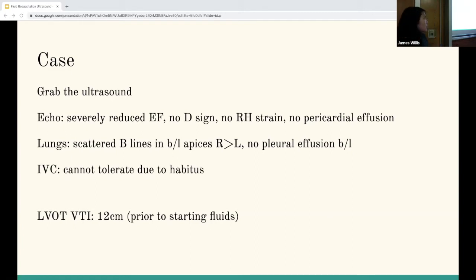But because you're able to get all those echo views, we're able to measure an LVOT, and it ends up being 12 centimeters. This is all prior to starting your fluids. So this is, again, a number that you just write down. It doesn't really tell you much with the first measurement, but it's going to help your calculation after your second measurement.